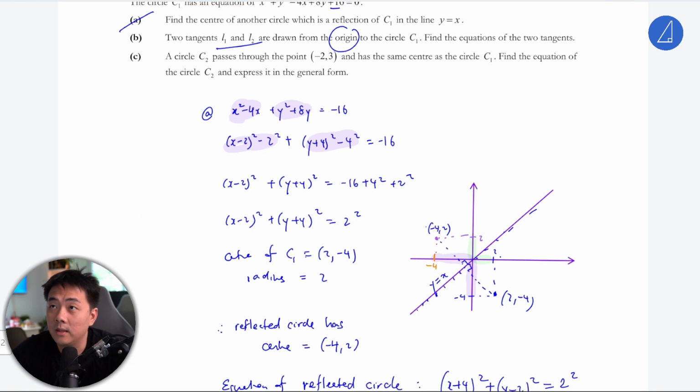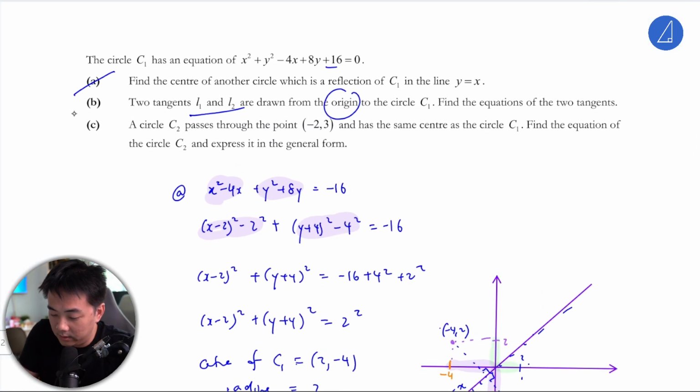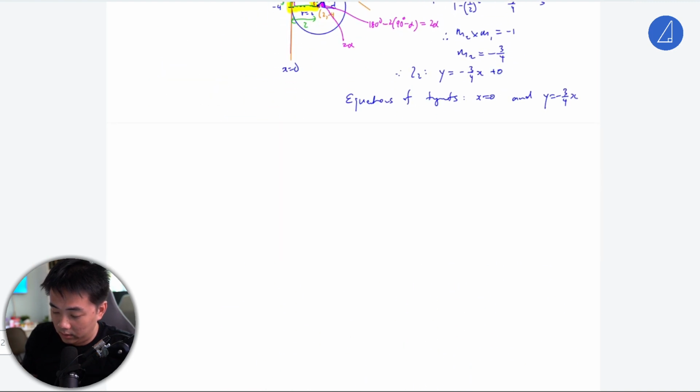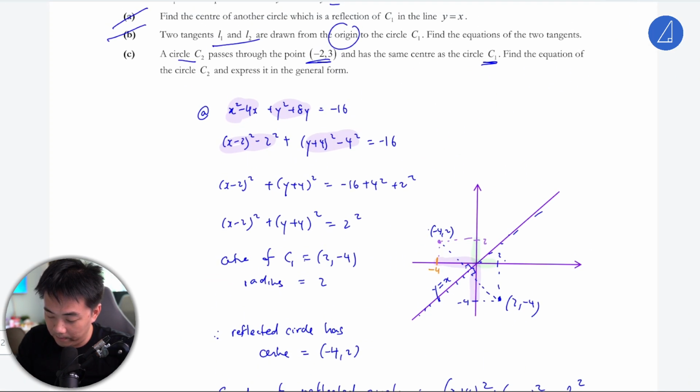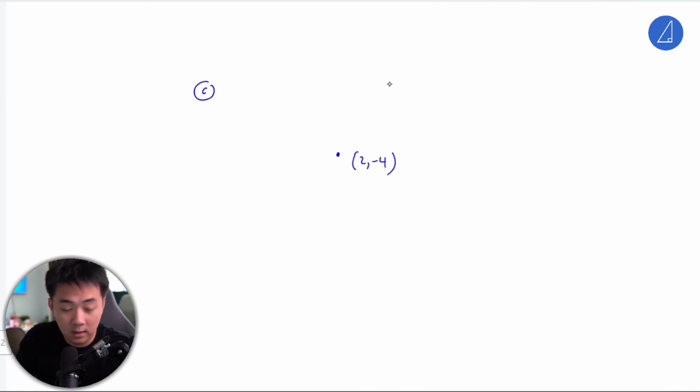I think the last part C should be quite fast. So you have a center. Circle C2 passes through -2, 3 and has the same center as C1. Find the equation of circle C2. Okay, I think not an issue. So it shares the same center. The same center as C1 would be 2, -4. Then it passes through the point -2, 3.